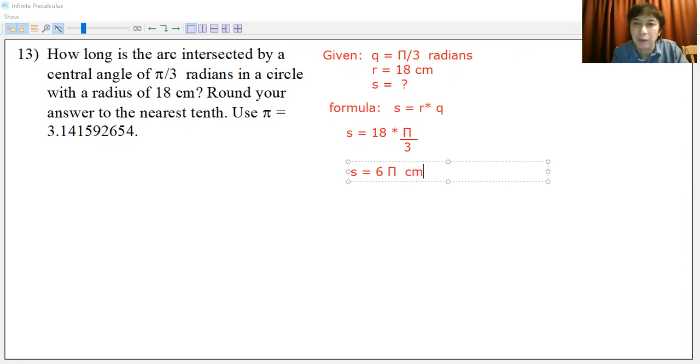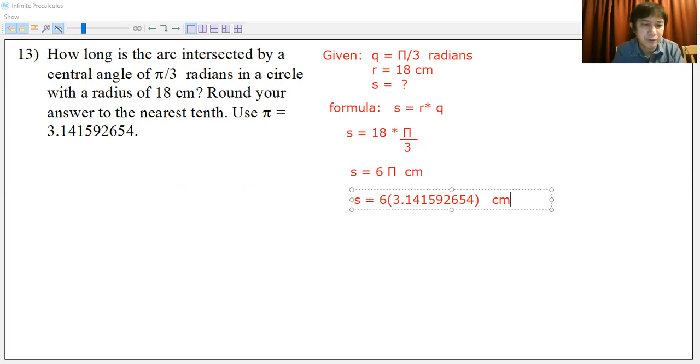Now the answer here can be computed with decimal numbers. So S is equal to 6 times pi, and we're asked to use the equivalent 3.141592654, and we're going to multiply this to get the final answer. So this will now be 6 times pi, that's equivalent to 18. The answer is over here.